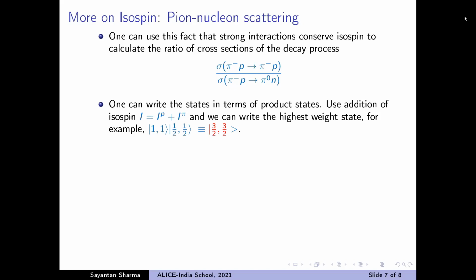Yeah. So if you add two isospins, 1 and half, then the addition will give you either 3/2 or 1/2. The highest weight state is 3/2, and this 3/2 state has how many components? 2 components, 3/2 and 1/2? No, 4 components. So it has 3/2, 1/2, minus 1/2, and minus 3/2.